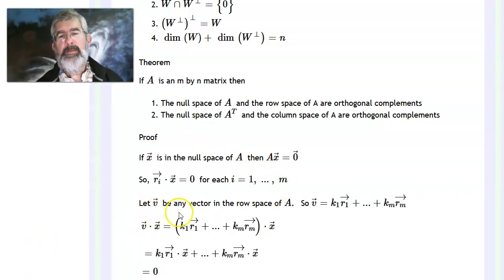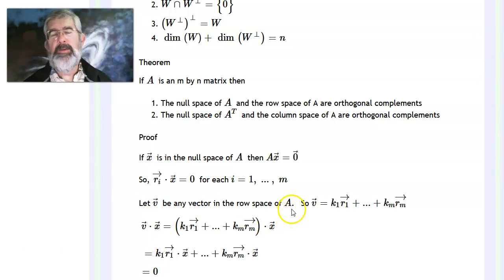Now, let v be any vector in the row space of A. So what do I know about vectors in the row space? I know that they are linear combinations of the rows. So for some values k1 up to km, I can multiply each of those by the rows of matrix A and end up with the vector v. Now, I don't know that the rows are independent, so I don't know that this is unique in any way, but I know that it can be done. If you're in the row space, you're a linear combination of the rows.